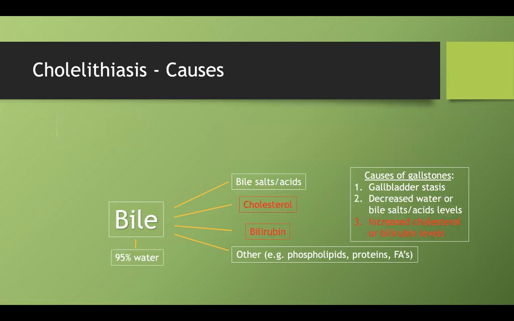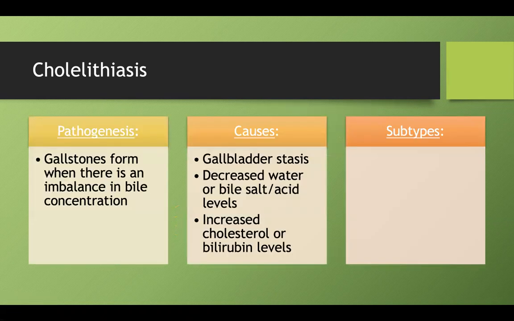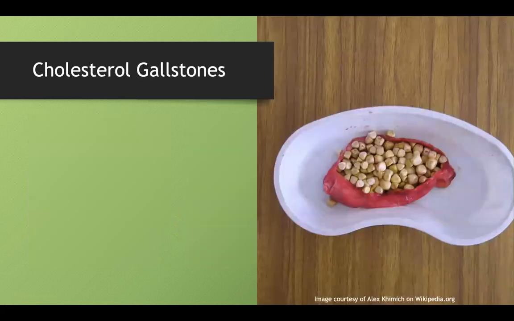Now let's talk about what conditions would cause increased cholesterol or bilirubin levels to concentrate the bile and cause gallstones. So the two subtypes of gallstones, if you haven't guessed already, are cholesterol stones and bilirubin stones. So let's first start by talking about cholesterol stones.